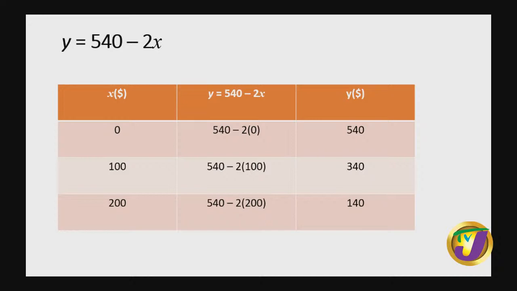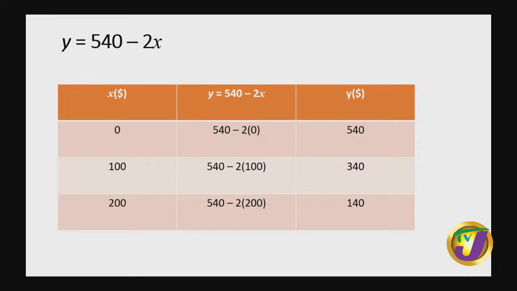So say for example, if the patty cost $100, it would mean that substituting that 100 for x in 540 subtract 2x, it would be 540 subtract 200, because 2 times 100. And therefore, a box of orange juice would cost $340 if it were being sold for $100.